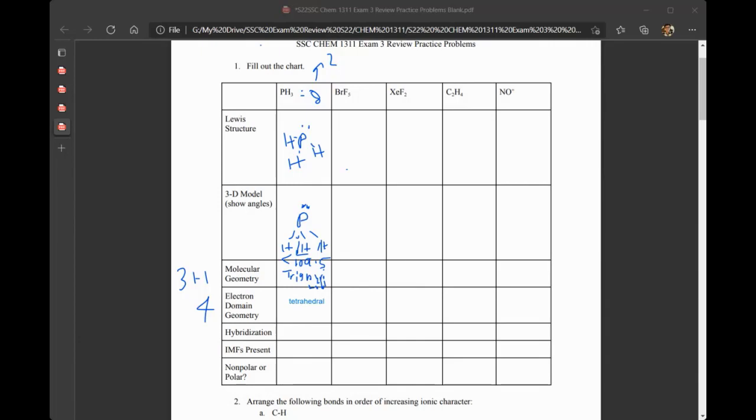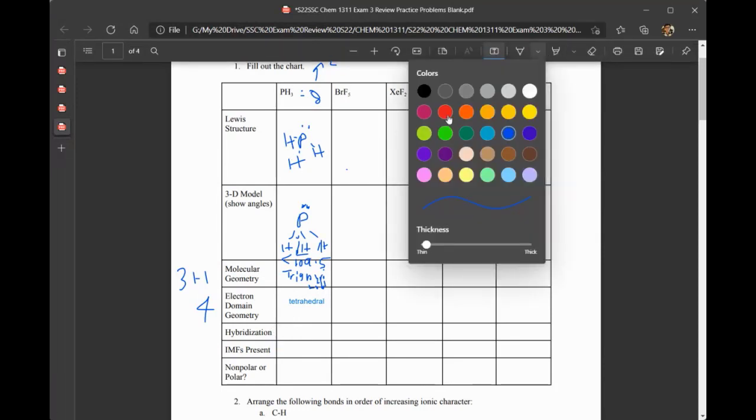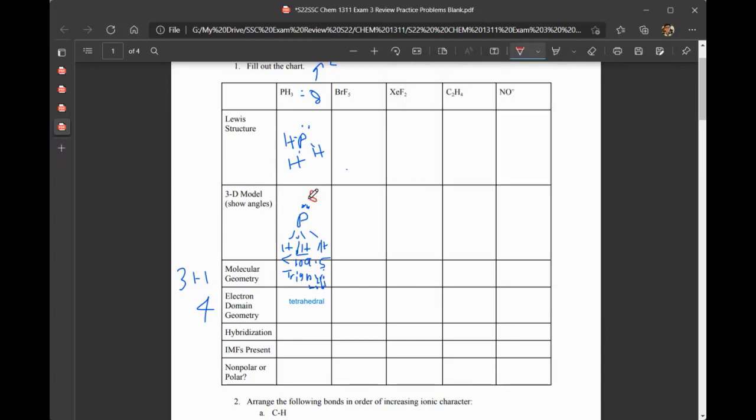And then our next question is predict the hybridization. Okay, so if we remember from hybridization, all we got to do is just count the domains. So we go S right here, S, then we go P, and then we go another P down here, and then we go another P down here. And so the hybridization would be S, P, and since we have 3 of them, it's 3.